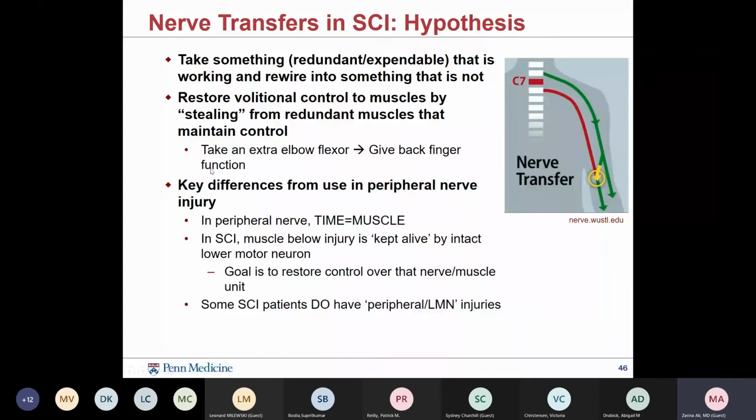It's a little bit different than how we use it in peripheral nerve injury. As we know, in the peripheral nerve, time is really muscle, right? So the farther we get from the time of injury, the more damage there is to that end organ. In spinal cord injury, the muscle below the injury is kept alive, so to speak, longer because the intact lower motor neuron exists. And so the goal is, can we give that nerve cortical input again? And again, we're doing that through a functional redundant nerve. Some patients do have mixed injuries, and these patients are not good candidates for this type of procedure.